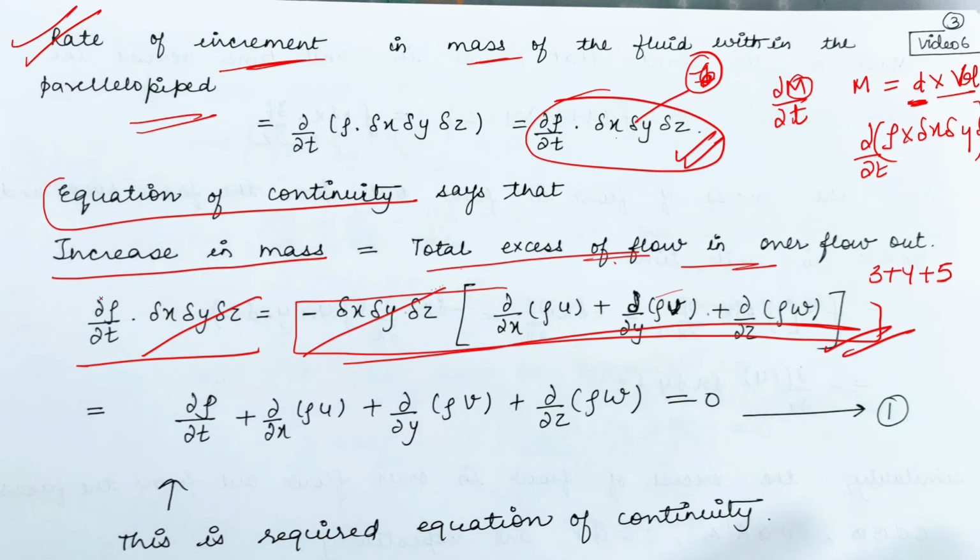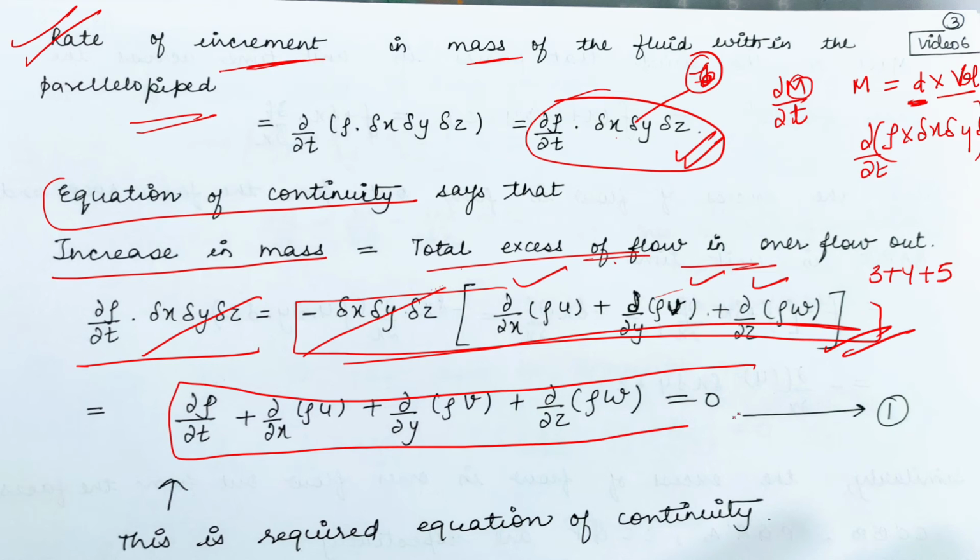So now it will become del rho by del t, plus all the terms come to the left hand side with a plus sign. So plus del by del x of rho u plus del by del y of rho v plus del by del z of rho w equal to 0. So this is your required equation of continuity. Okay student, this is the required equation of continuity. I hope this is clear to you.